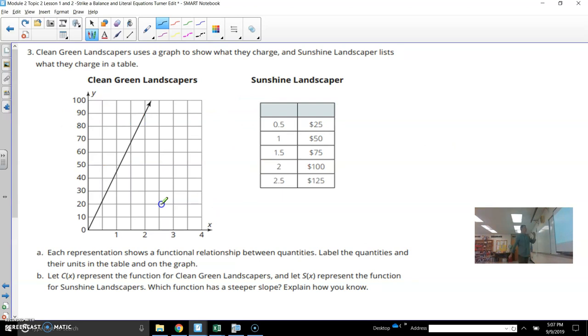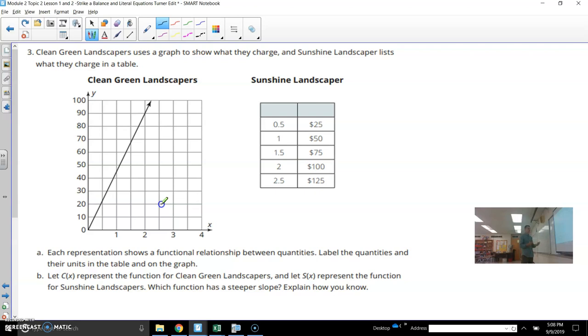All right, number 3 says Clean Green Landscapers uses a graph to show what they charge, and Sunshine Landscapers lists what they want to charge in a table. So it says each representation shows a functional relationship between quantities, okay? So what I want to look at here, it says label the quantities and their units in the table and on the graph. So let's read it a few times. Clean Green Landscapers use a graph to show what they charge, and they list what they charge in the table, shows a functional relationship between quantities, label the quantities and their units in the table and on the graph.